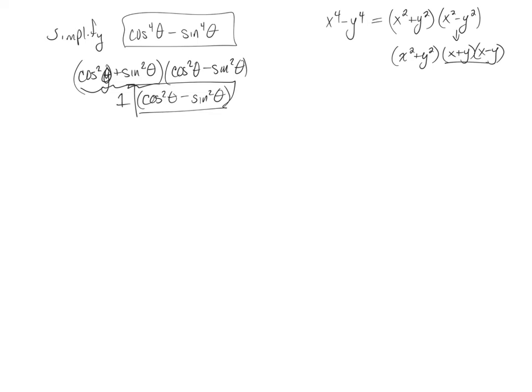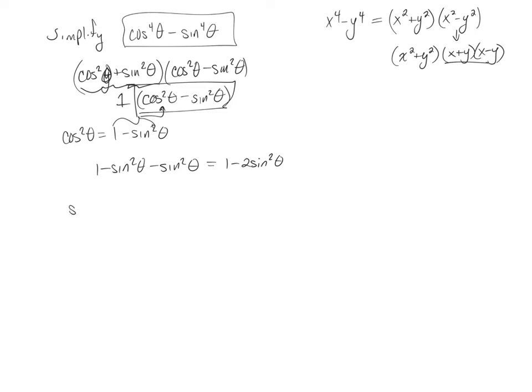But you could say, okay, well, use our information, something like cosine squared of theta is 1 minus sine squared, and you could replace that cosine squared with that and get something like 1 minus sine squared minus sine squared, which then would become 1 minus 2 sine squared. That would be an equivalent expression.